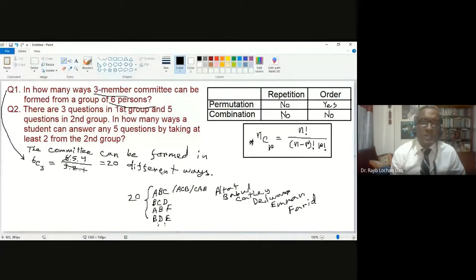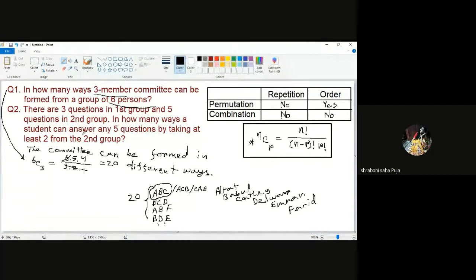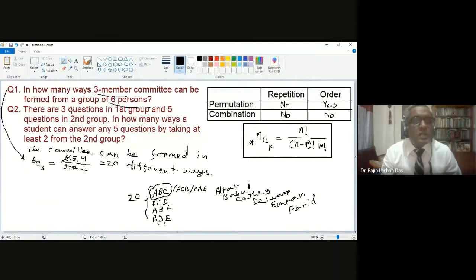So ABC, ACB, CBA, CAB, these are all the same thing. One single committee with Altaf, Babul, and Kathy. So we will consider combination. Is that clear now? Yes, sir. Any question on this understanding? If you do not understand this, then there will be a problem in the exam. So try to understand this situation and try to understand the permutation situation.